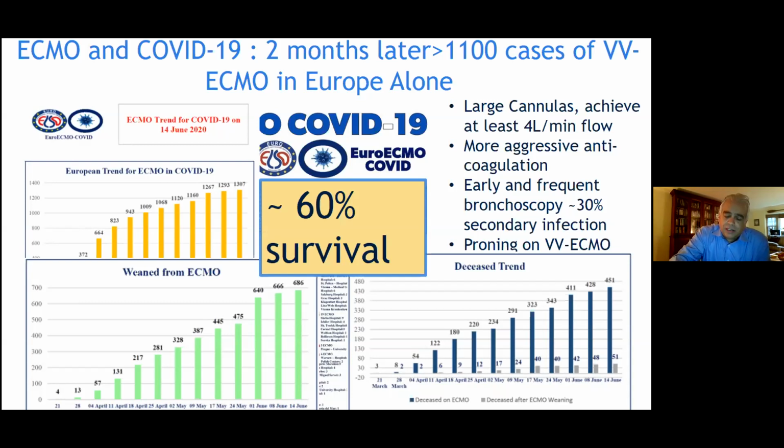The most important lessons came from Paris and other centers, including Japan, which is you need to use large cannulas. Large cannulas allow you to have a higher flow rate, which, as we know from Burkhoff's trial, will decrease thrombotic proclivity. More aggressive anticoagulation, that's very controversial. Early and frequent bronchoscopy, because these patients are often co-infected with bacterial sepsis. And proning, continue to prone them on VV-ECMO to see if you can improve, ultimately, the lung injury.